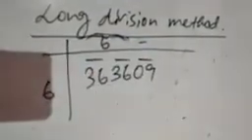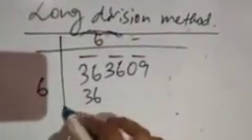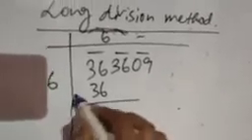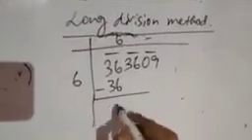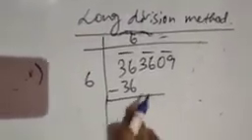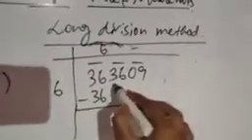6 6s are 36. 36 minus 36 will be 0, so we need not write 0. Clear? Next, the two-digit number is 36.